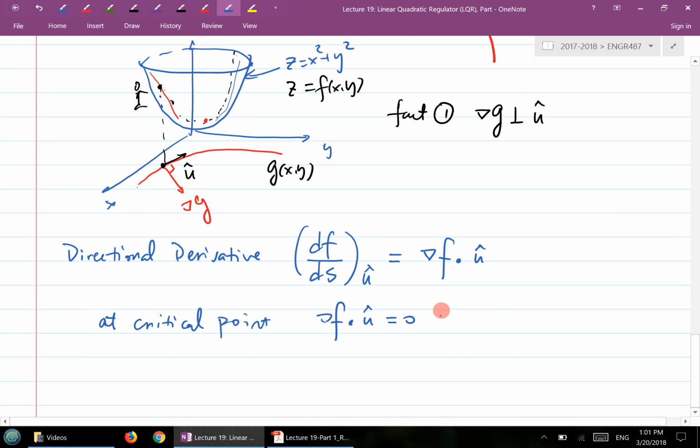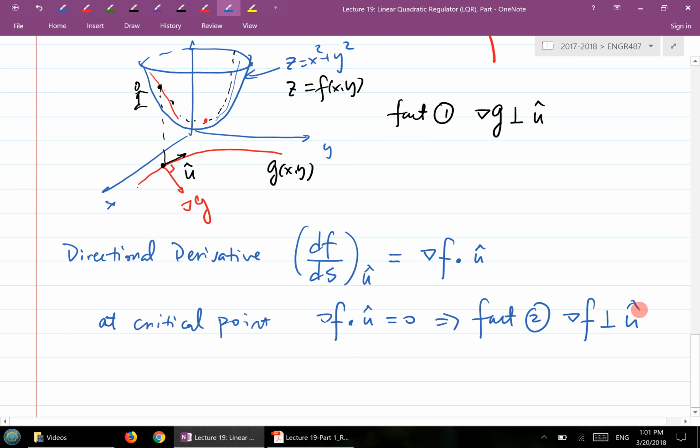So this brings me to the second fact. When you have two vectors whose dot product is 0, that means the two vectors must be what? Perpendicular, right? Must be perpendicular.